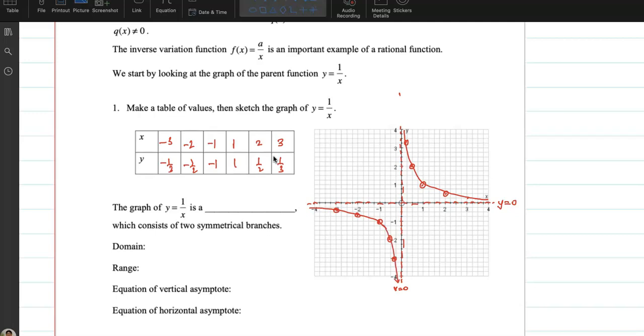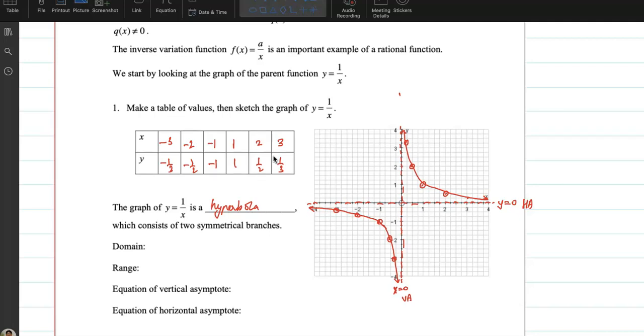So your horizontal asymptote is at y equal to 0, the x-axis. And your vertical asymptote is x equal to 0. So this is how you can know how far or how close it is. This is a bit wrong, I think, but I knew the general idea. So the graph of this is called a hyperbola.